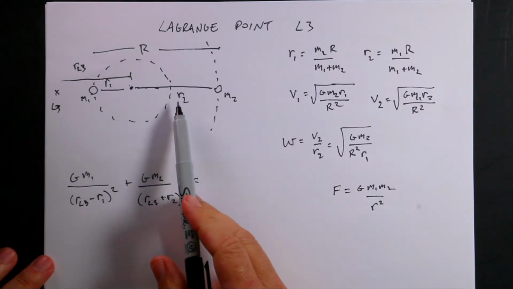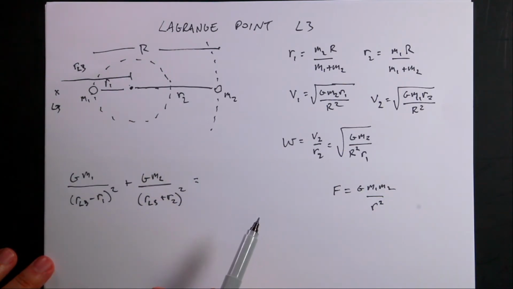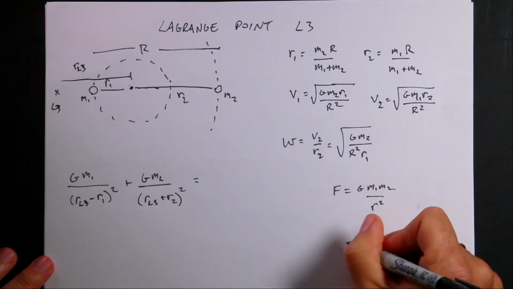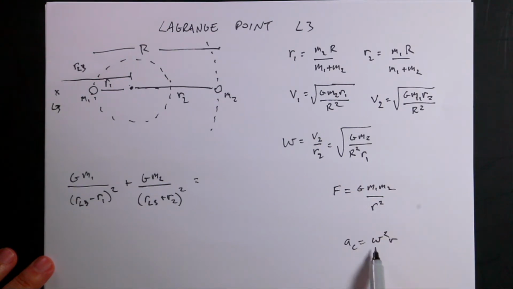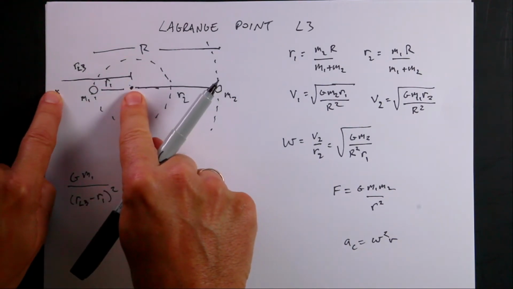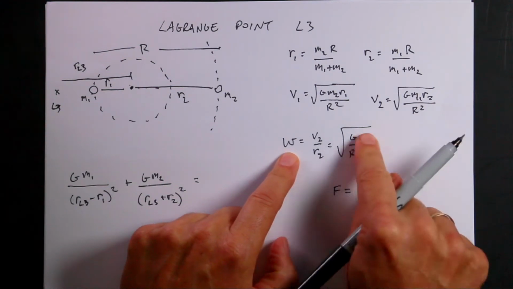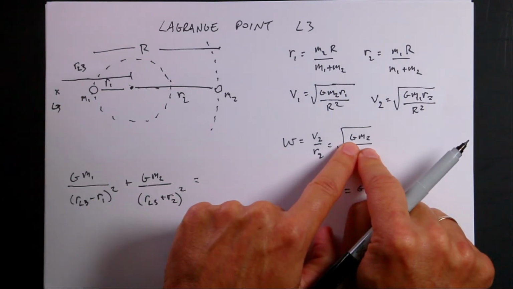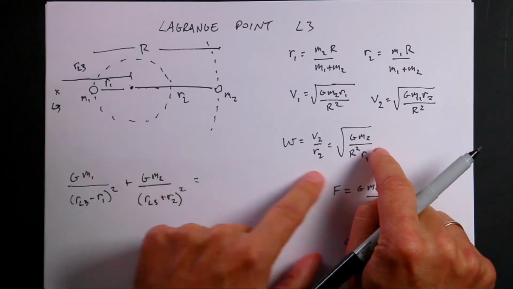And that is going to be equal to the mass times acceleration, or just acceleration because I divided by the mass. The acceleration of something moving in a circle is a_c equals omega squared R, where omega is the angular velocity and R is the radius of the circle that it is moving in. So I know R is going to be this RL3. That's how far of a circle it's moving in. And omega is the same angular velocity as the other ones. So here's the angular velocity for mass 2. It's the velocity of mass 2 divided by the circular radius of mass 2.